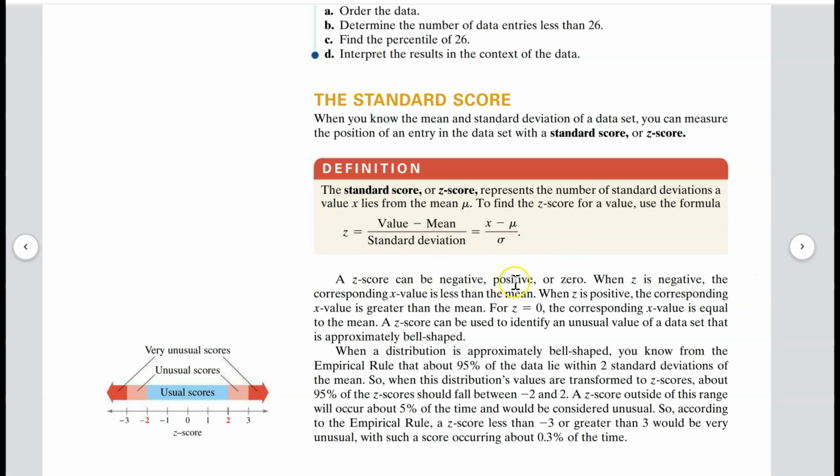A z-score can be negative, positive, or 0. What does a z-score of 0 mean? It means that you are 0 standard deviations from the mean. It means that that data point is equal to the mean. All right.